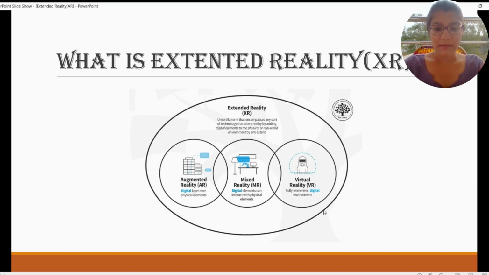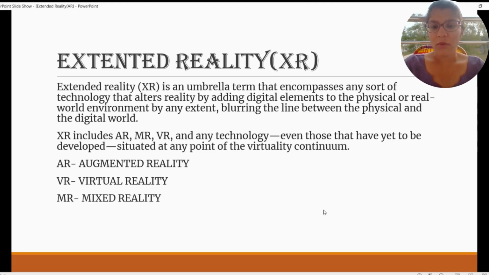The umbrella term extended reality encompasses any sort of technology that alters reality by adding digital elements to the physical or real world. So, what is extended reality? Extended reality is a term that encompasses any sort of technology that alters reality by adding digital elements to the physical or real world environment by an extent. That is, it is like blurring the line between the physical and the digital world. Here, the word blurring doesn't mean that it is a real blurring. It is taken as an example.